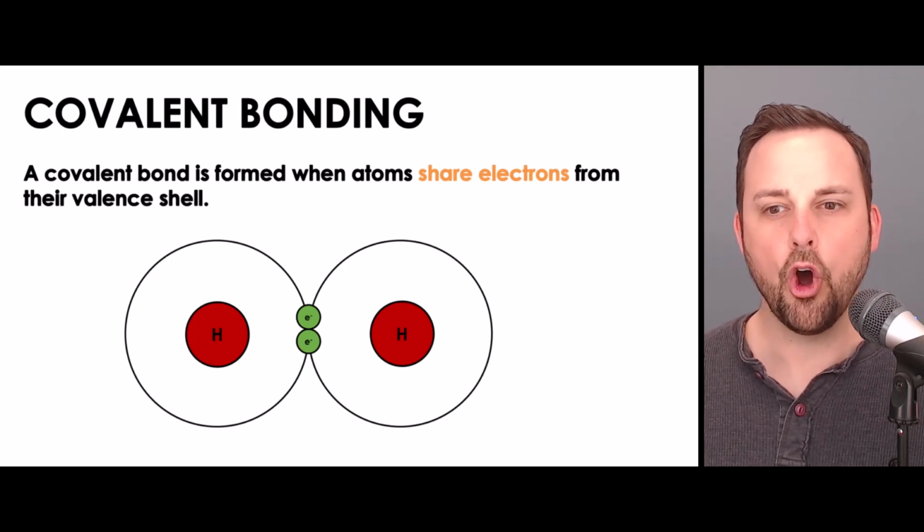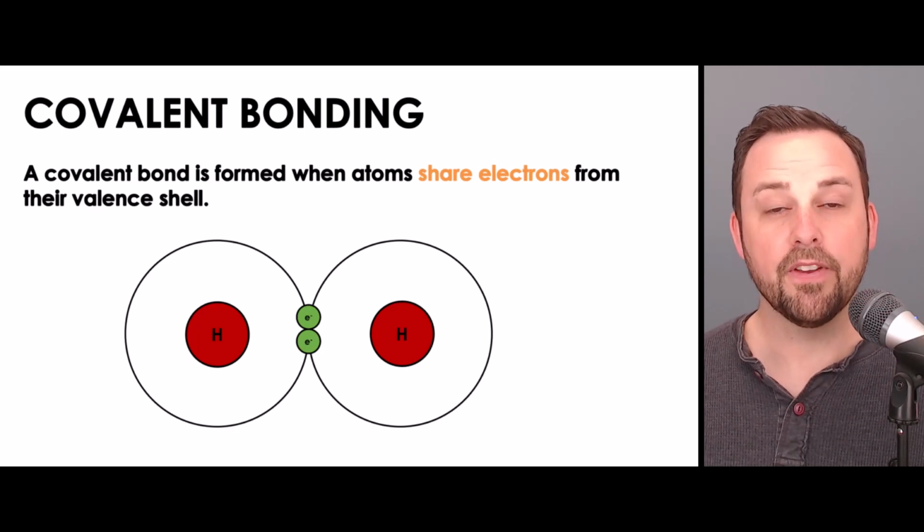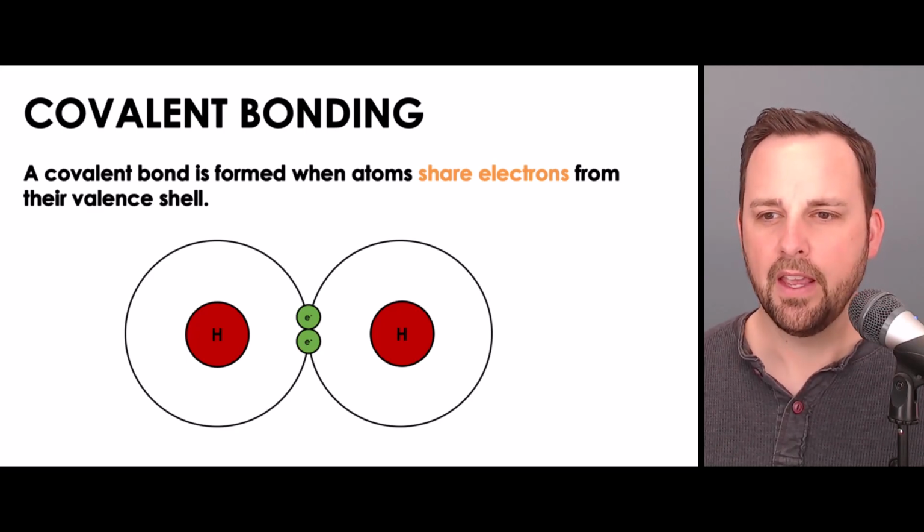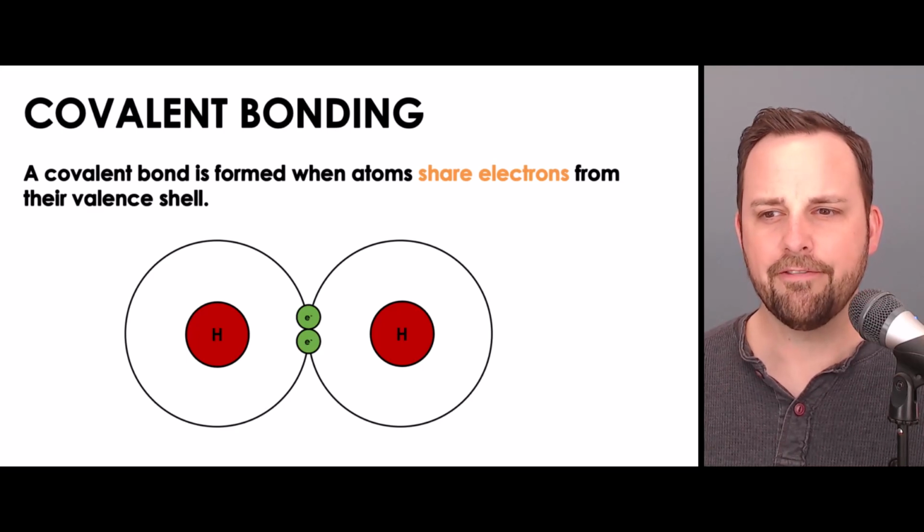That's why it's called covalent bonding. The prefix co means together, and valent refers to the valence shell. In covalent bonding, the valence shells have come together. They're overlapping. That's one way of looking at it.